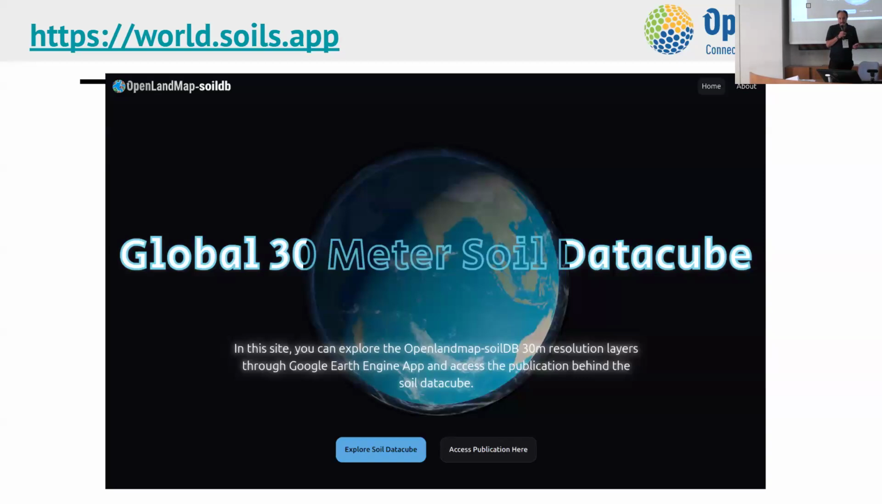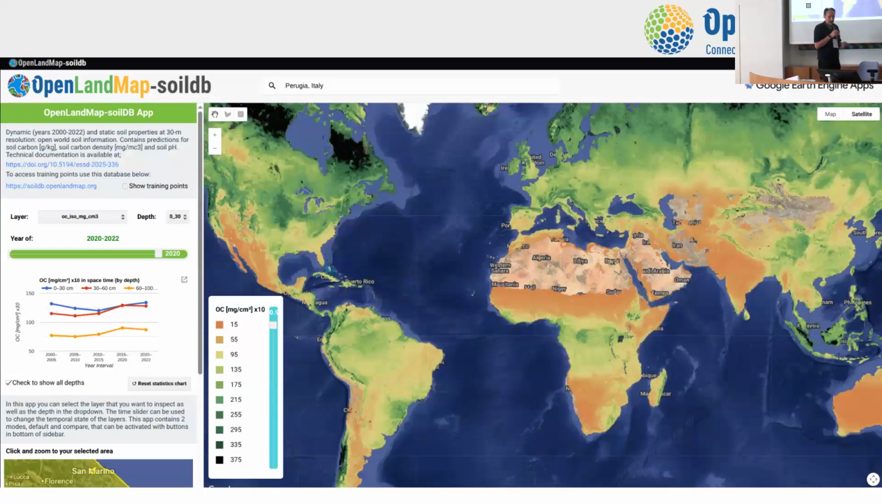And the data is now available on the app, so you can play with the data. The app is called world.soils.app. If you go there, you can see the data. You can click anywhere in the world, and the app will calculate. It's on top of the Google Earth Engine. So it will calculate the trends in pH for any point.